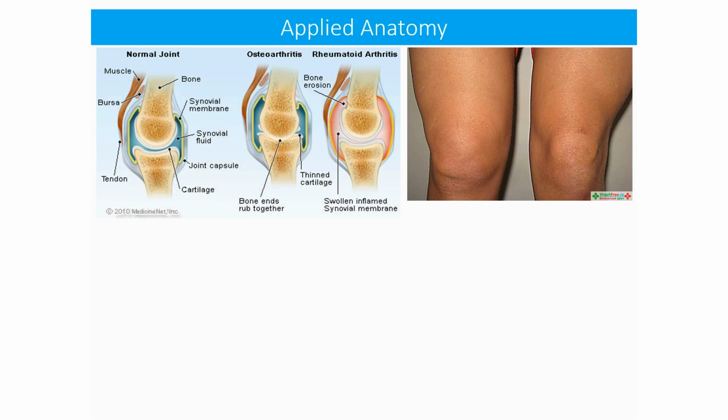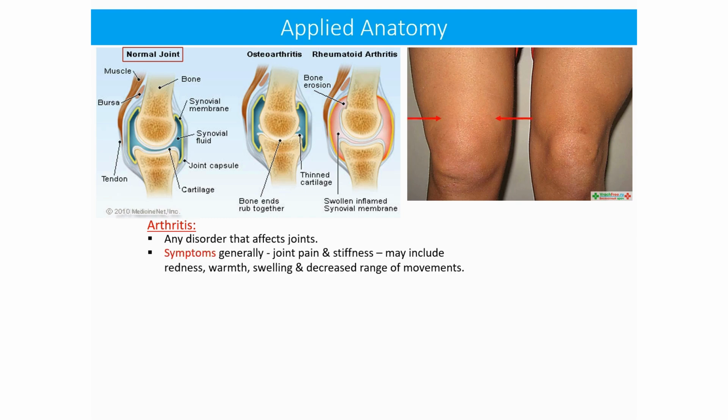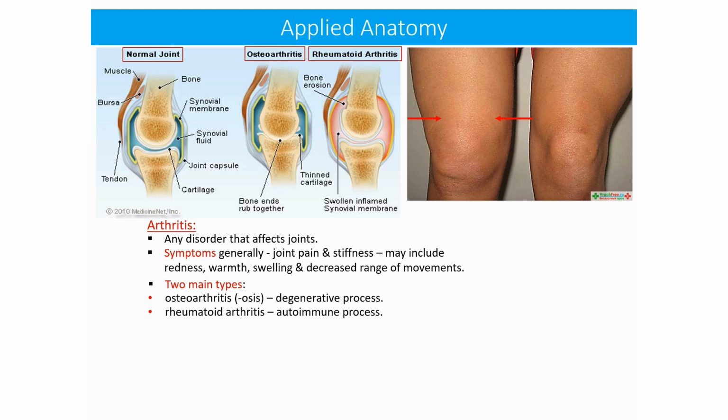In applied anatomy, arthritis: any disorder that affects the joint is named arthritis. General symptoms which the patient complains of are joint pain and stiffness, but it may include redness, warmth, swelling, and decreased range of movements at a joint. There are two main types: osteoarthritis or osteoarthrosis, which is because of a degenerative process, and rheumatoid arthritis, which is because of an autoimmune process.